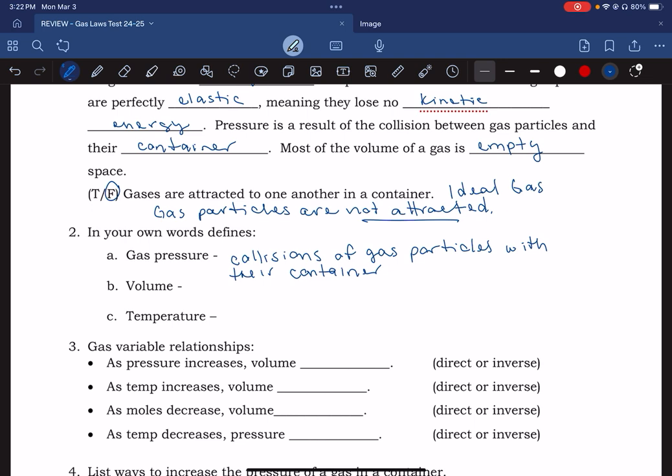Okay, so volume. And volume is a common term that we've used and you've heard before, of course. It's just the amount of space the gas is taking up.